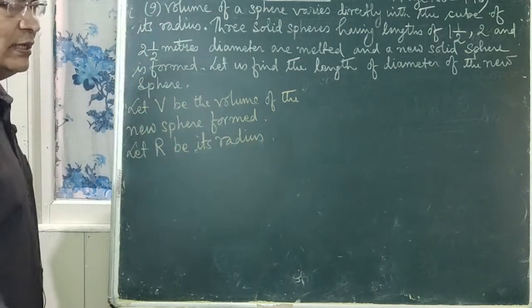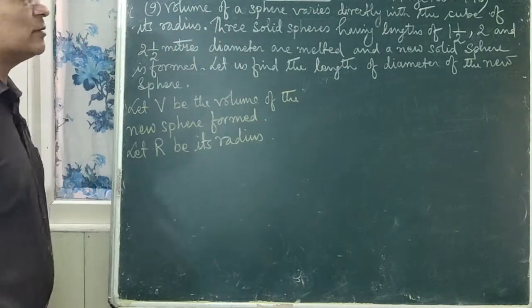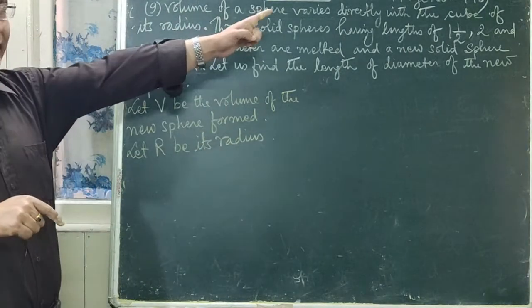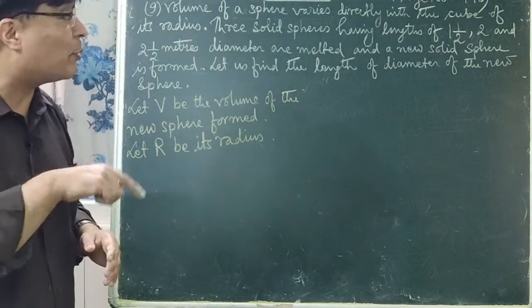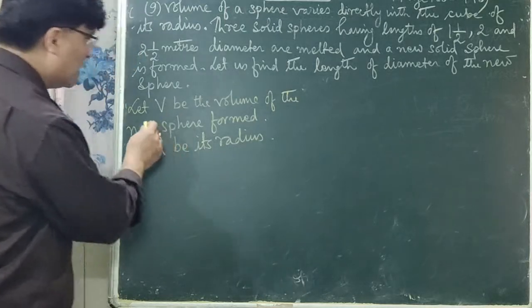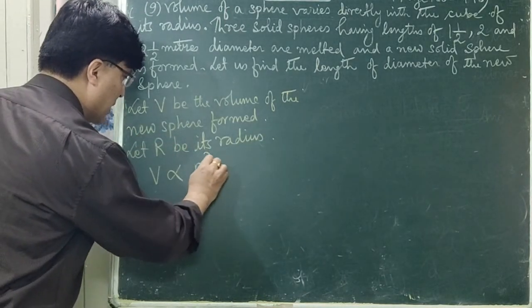Let capital R be its radius. Now by the question, what is the relation between the volume of the sphere and the radius? The volume of the sphere varies directly with the cube of the radius. That means the volume of a sphere is directly proportional to the cube of its radius. So mathematically, what is the relation between V and R? V is proportional to R cube.